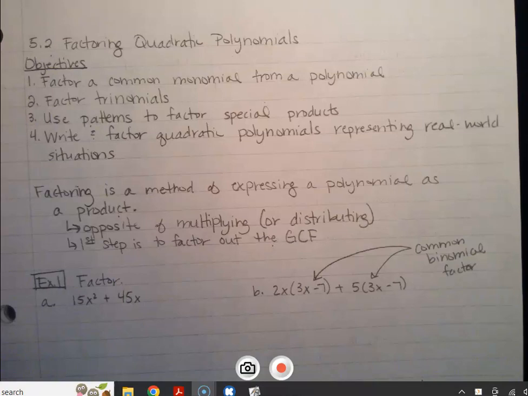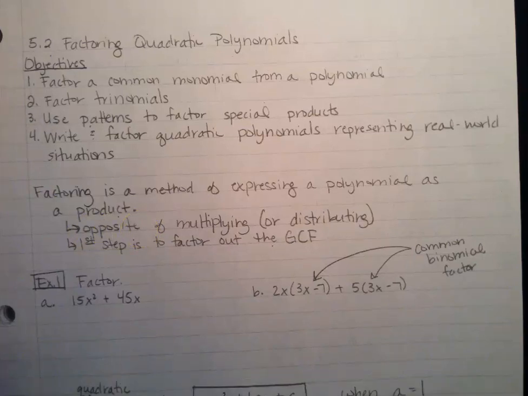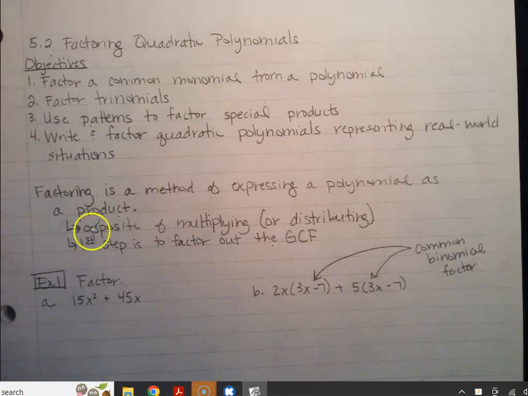So first up, factoring is a method of expressing a polynomial as a product. It is the opposite of multiplying, or the opposite of distributing. It's kind of like dividing, but not. Yes, it's like dividing. Reverse multiplying, that's a good way to describe it, yes.